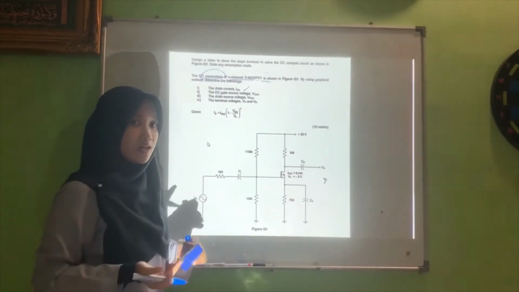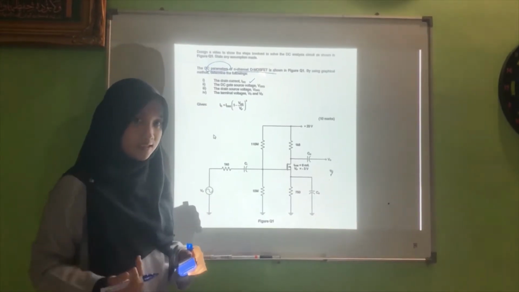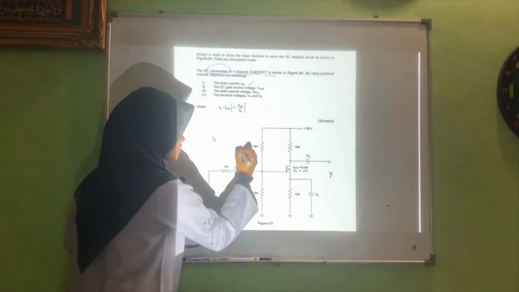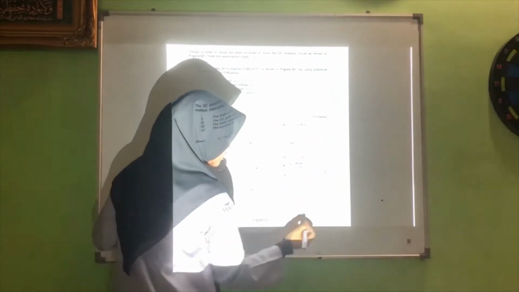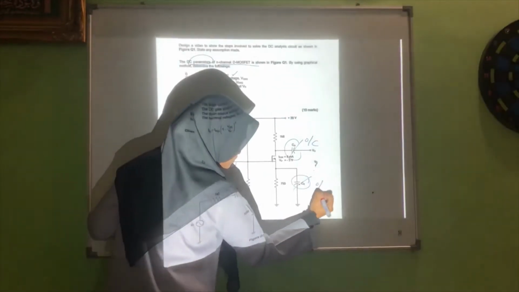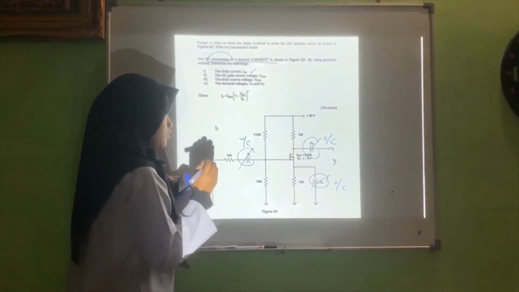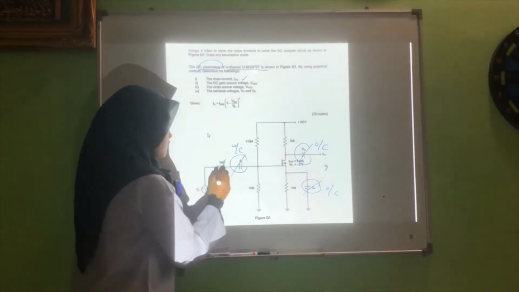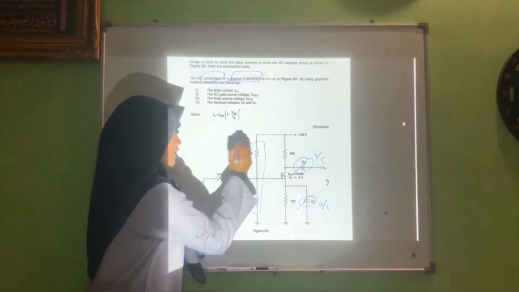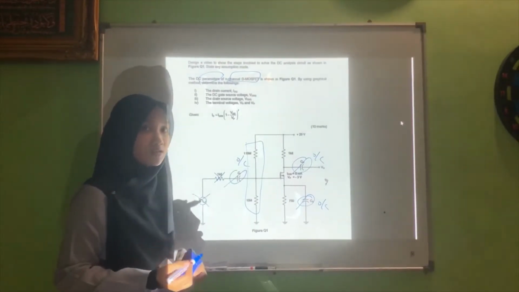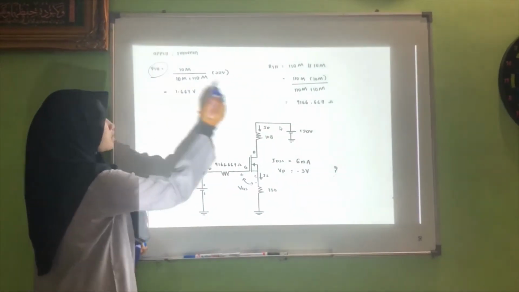For DC analysis, we know that for the capacitor, we need to open circuit it. So this is open circuit, and this one too. Since they are open circuit, they can be removed. Next, for these two resistors, we can combine them using Thevenin theorem. Using Thevenin, we can find VTH and RTH.